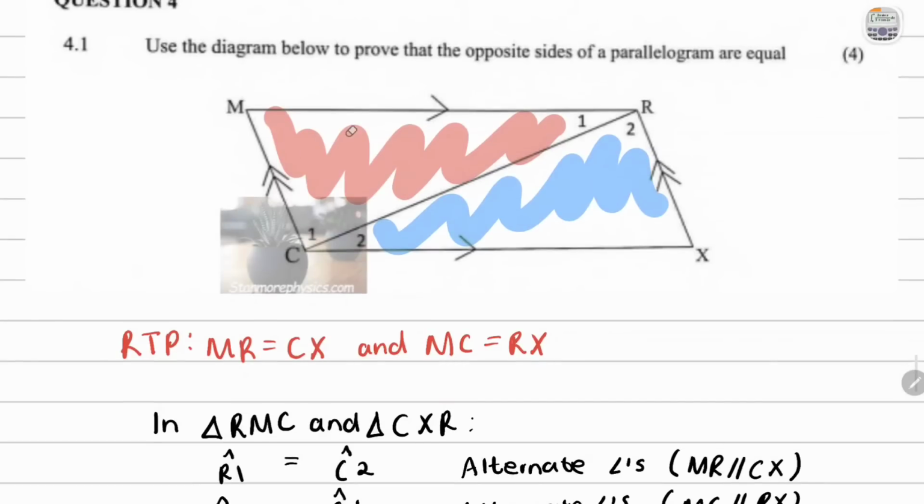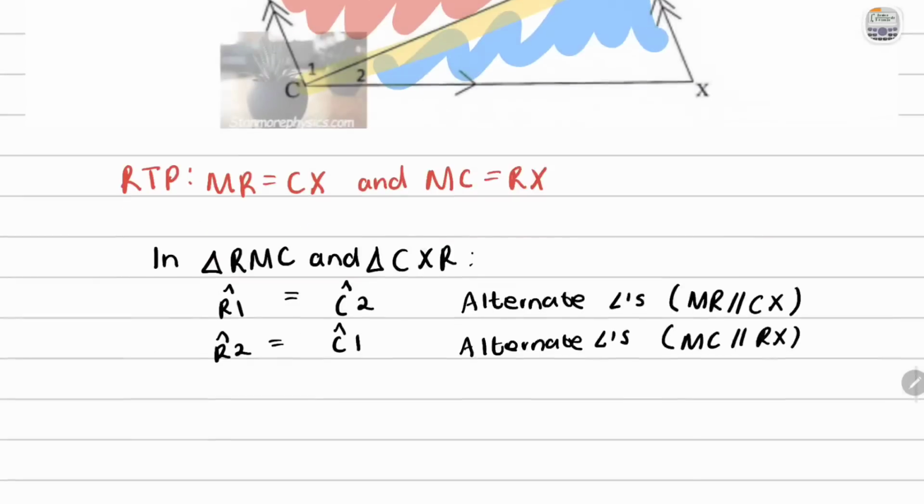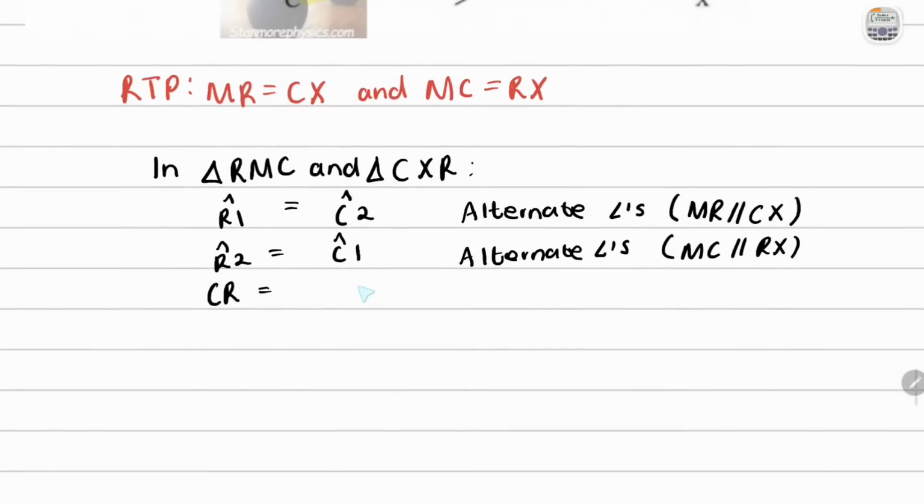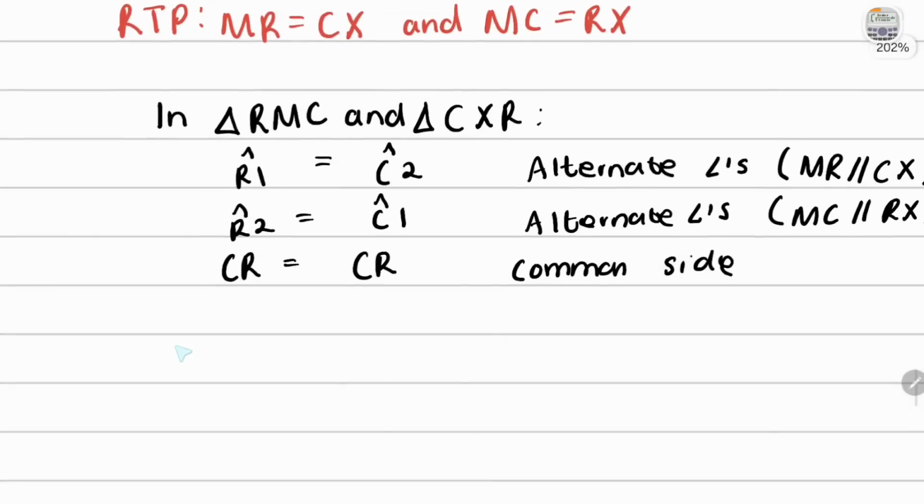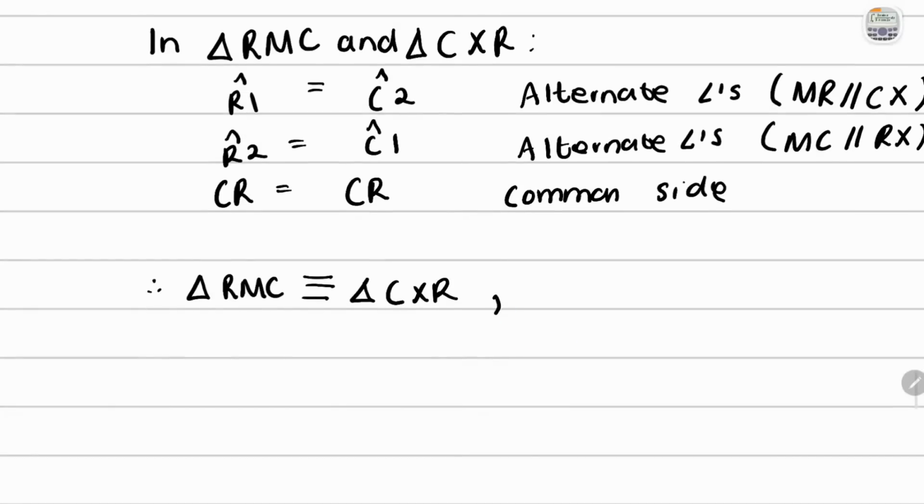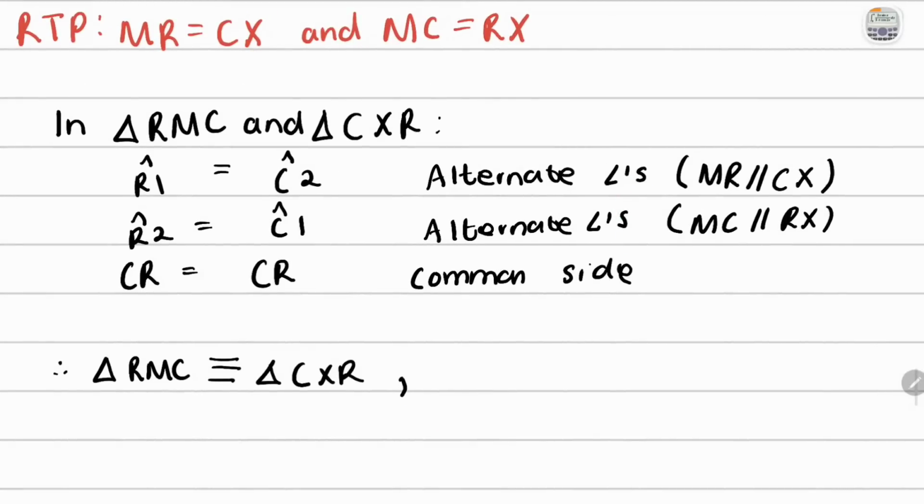The third thing that we have being equal in these two triangles: can you see that this triangle here and that triangle here are sharing this side CR? They have a common side. So we can tell them that CR is equal to CR, which is just a common side. It's the side that is equal. And now we have three things. So this proves that triangle RMC is indeed congruent to triangle CXR. And the reason they are congruent is because you have two angles and one side being equal. So you can say side, angle, angle, or angle, angle, side. It's fine.